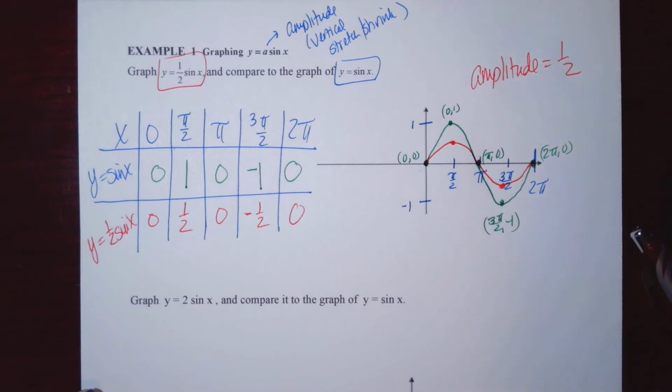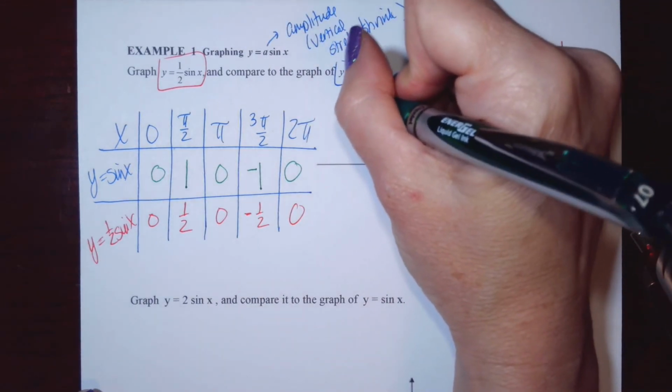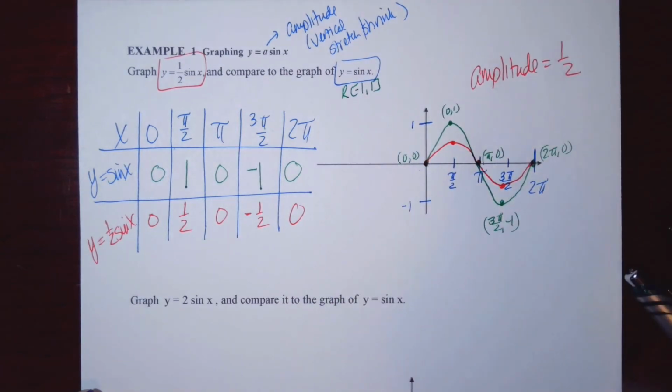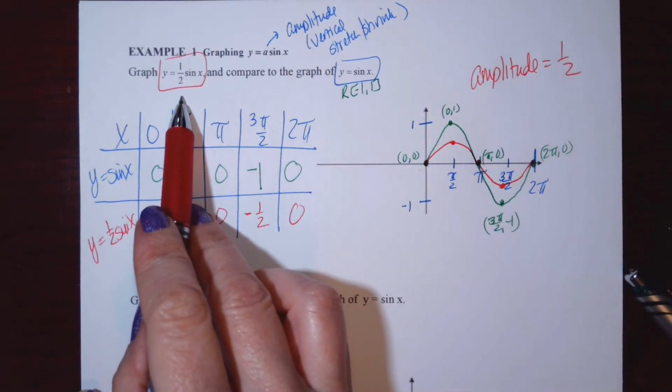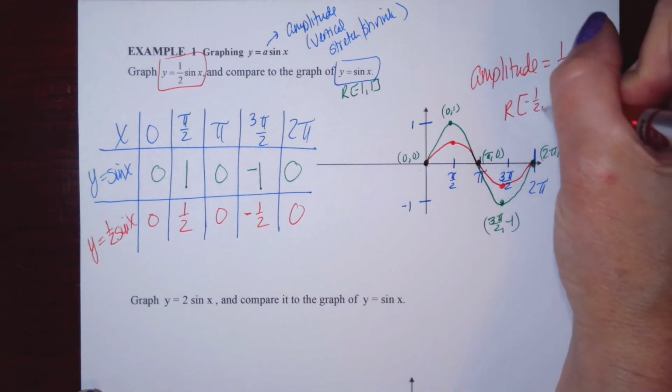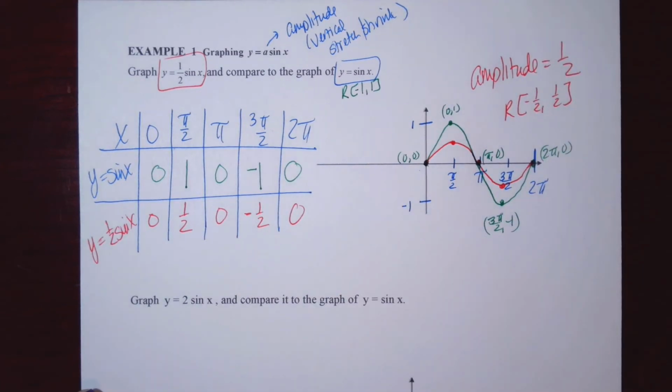So for my parent sine function, y equals sine x, my range was from -1 to 1. For my transformed sine function with an amplitude of 1/2, my range is now from -1/2 to +1/2. That change in amplitude changed the range for my sine function.